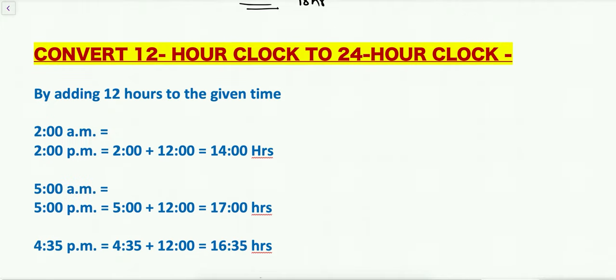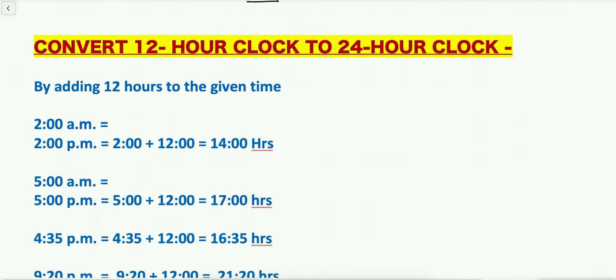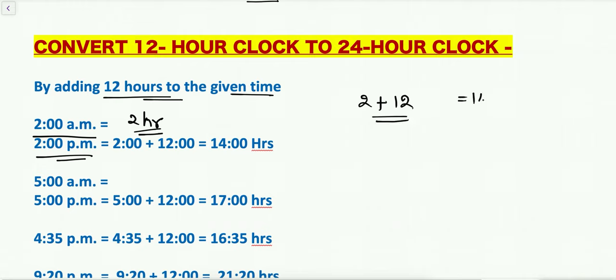So now we'll see how to convert 12 hour clock to the 24 hour clock by adding 12 to the given number. Suppose it is 2 a.m. It will be read as 2 hour, and the 2 p.m. will be read as 2 plus 12 hour. So it will be 14 hour. Similarly, 5 a.m. morning is the 5 hour, and 5 p.m. in the evening will be 5 plus 12, that is 17 hour.